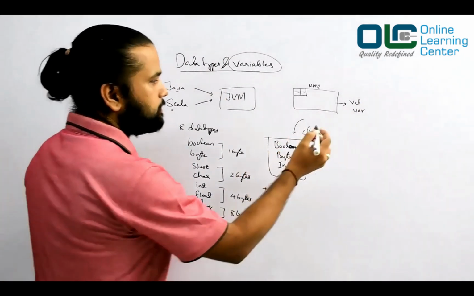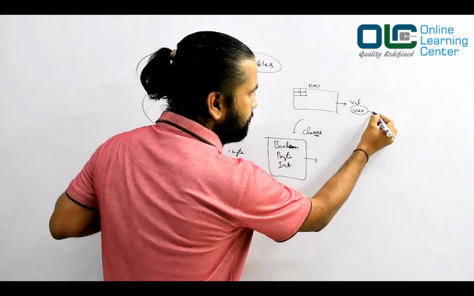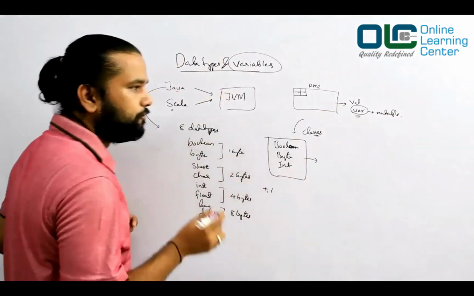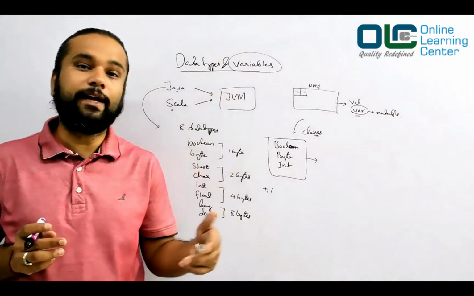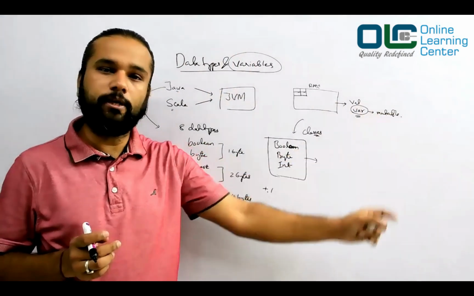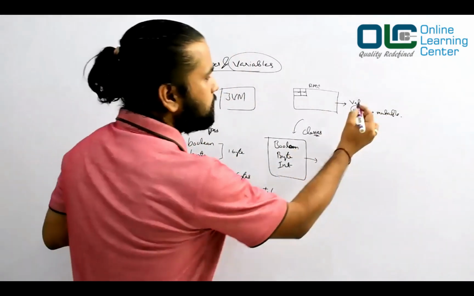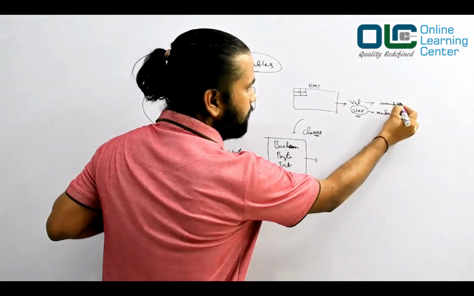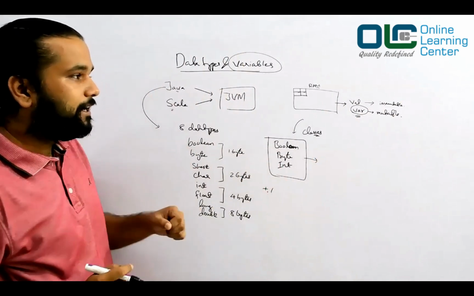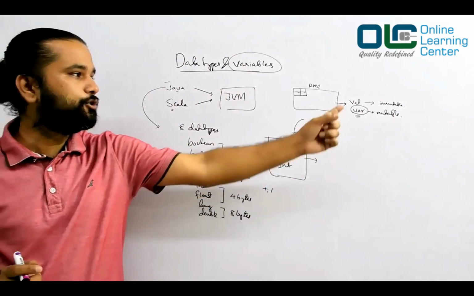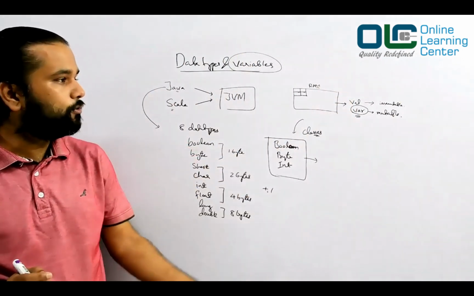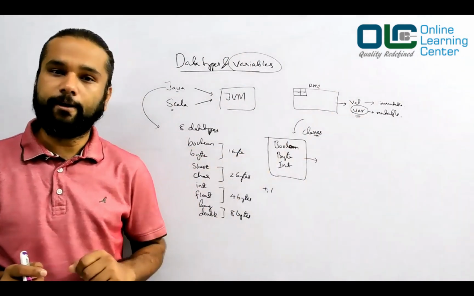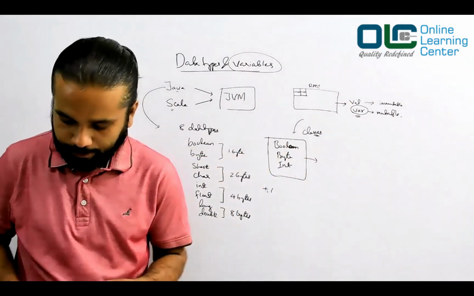Var means it is a variable which is mutable. Variable means something whose value can be changed, so it is called mutable. And val means something which is immutable. That means if you want to define a constant in Scala, you should use val. And if you want to define something whose value can be changed repeatedly, then you define var. Let's understand this with an example.